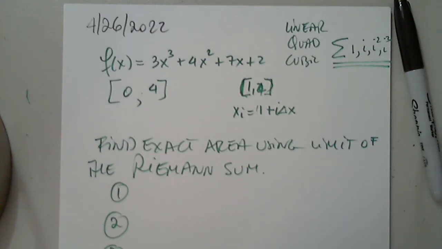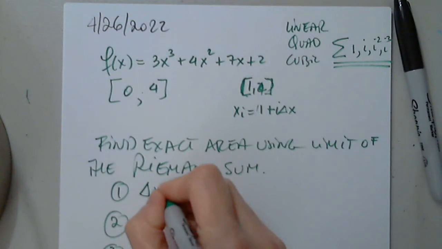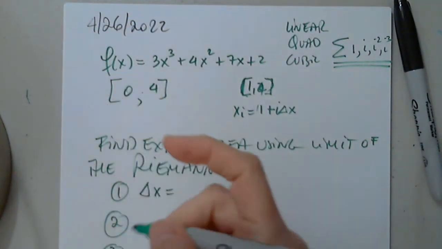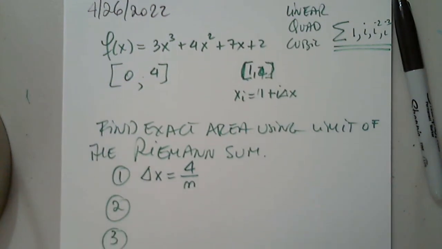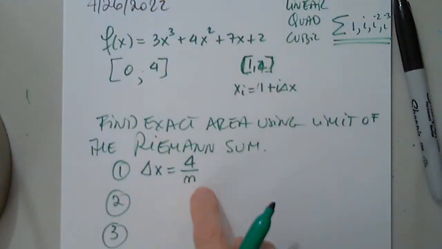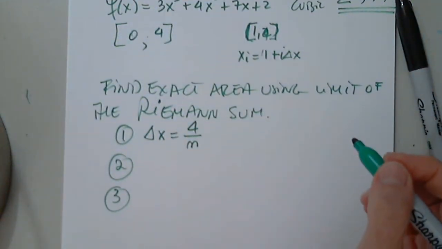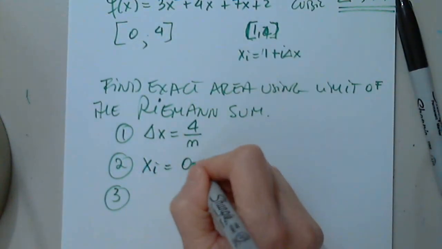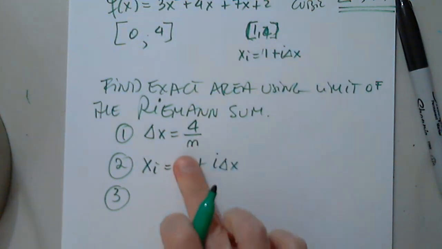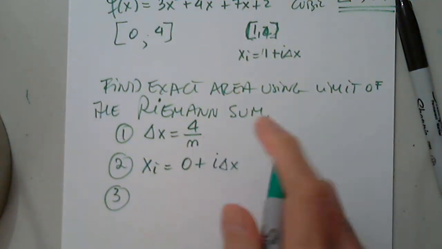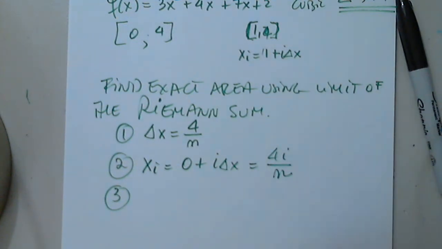So what is the first prep? Find the delta x. Very good. Delta x is always b minus a over n, b minus a over n subintervals. What is the second prep? xi. Yes, xi, which is 0 plus i delta x. So that's why this is not necessary. So i times delta x is nice, 4i over n.